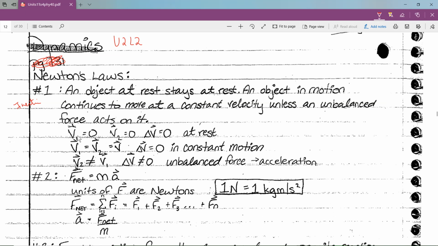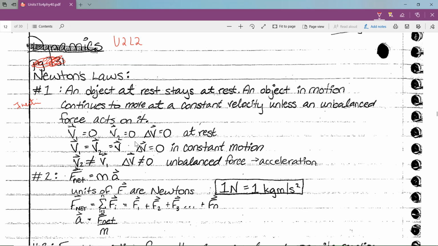So if at rest, V1 is 0, V2 is 0, so the change in velocity is 0, just sitting there. If a cart is moving at 10 meters per second and 20 seconds later it's still moving at 10 meters per second and no unbalanced force has acted upon it, then the change in velocity is 0, so it's in constant motion. However, if the velocities are different, then an unbalanced force has acted upon it. It has accelerated, and here the change in velocity is not 0. So that's the first law.